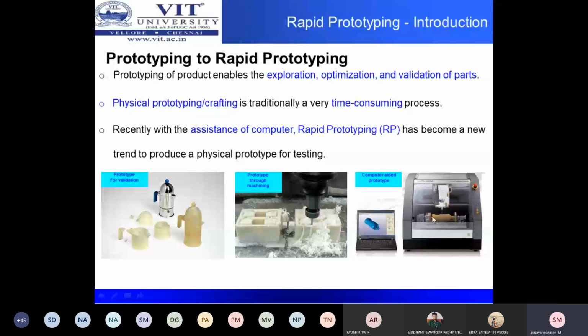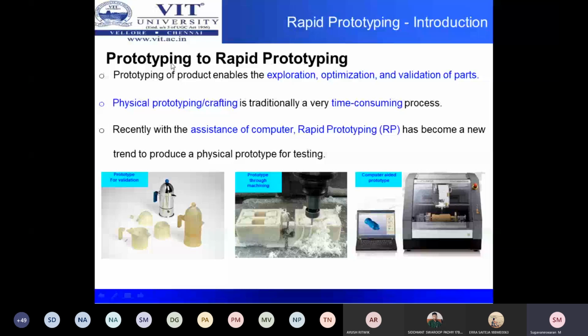So it is also a prototype, but this prototype is done with the help of a machine. Because of that, they named this activity rapid prototyping. Previously, it was just prototyping, crafting. But over a period of time, with the advancement of computers and computer-machine integration, the same prototyping is done with a machine. So the term itself changed from prototyping to rapid prototyping.